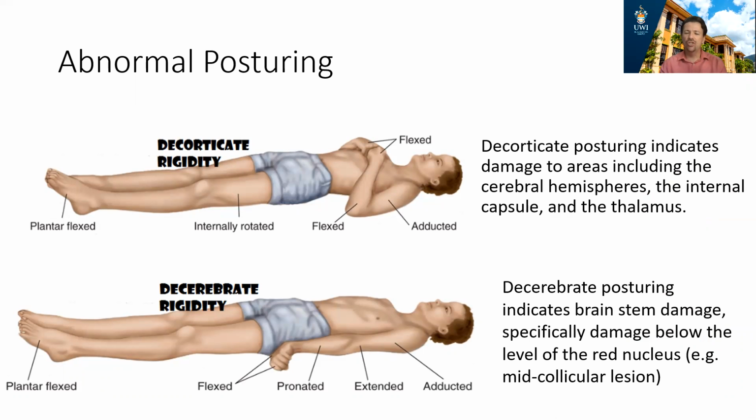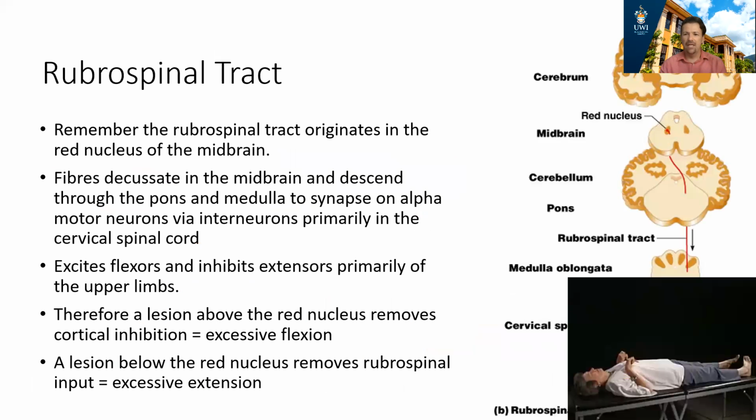If you have a lesion lower down in the brainstem, below the rubrospinal tract, well, what are we now going to see? I want you to pause and think about that. Try and work it out. What do you think is going to happen due to the lesion below the rubrospinal tract? I'm going to play this video while you think about that.